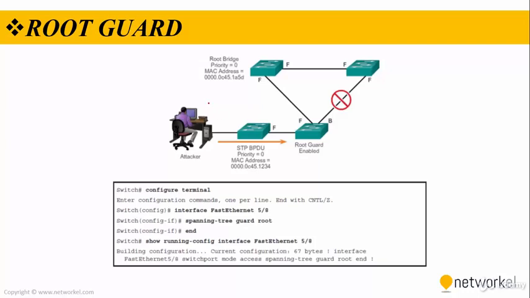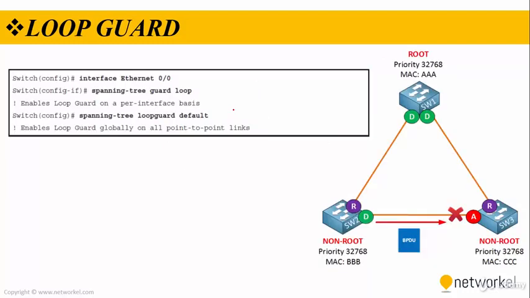For example, if an attacker plugs in a switch and wants to become the root bridge for your network, root guard detects it and blocks the traffic.